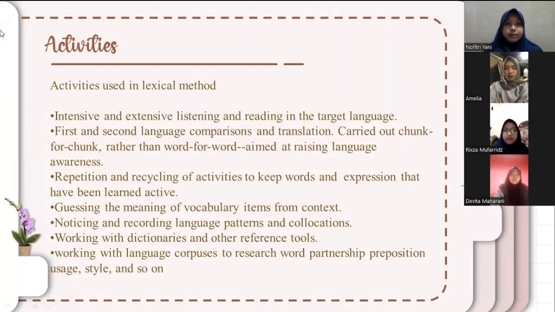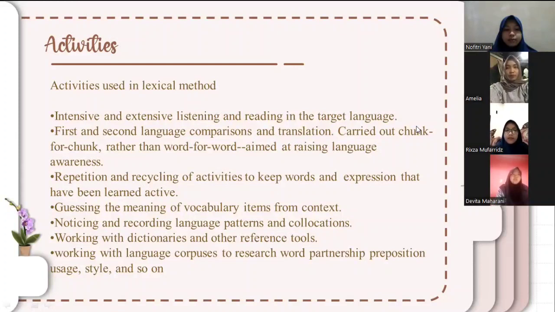We'll continue here in Mexico. The first one is intensive and extensive listening and reading in the target language. The next is first and second language comparisons and translation. Carry out chunk for chunk rather than word for word. Aim at raising language awareness.